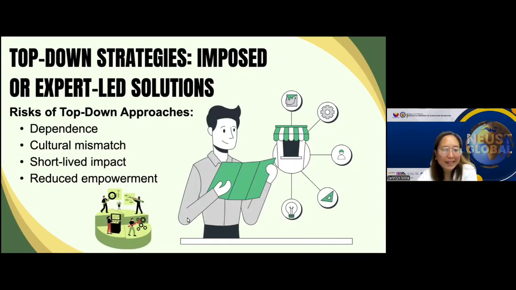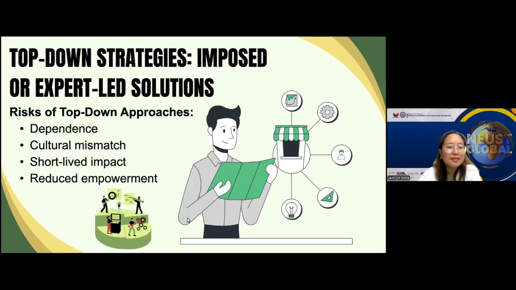The first one is dependence. Communities may become more passive recipients, relying on external aid rather than developing their own problem-solving capacities. Of course, there is cultural mismatch. Externally designed solutions may not fit local values, norms, or realities, reducing their effectiveness. We also have the short-lived impact. Once funding ends or experts leave, projects often fail because the community was not fully engaged or not fully invested. And reduced empowerment.